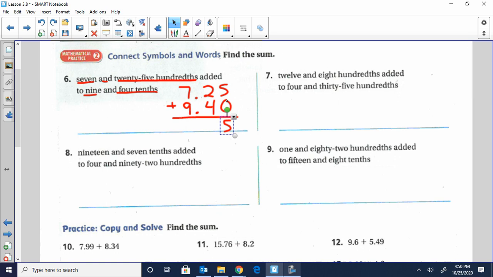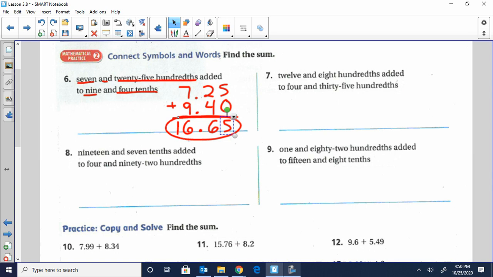2 plus 4 equals 6. Decimal point comes straight down. 7 plus 9 is 16. And for question number 6, we get 16 and 65 hundredths.